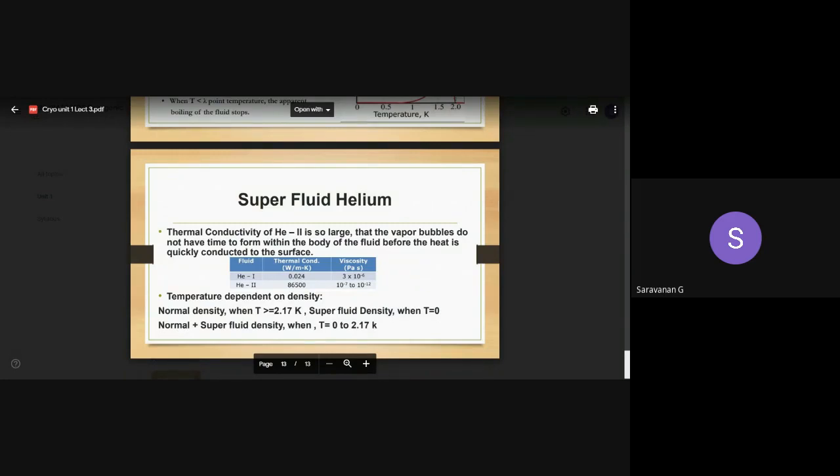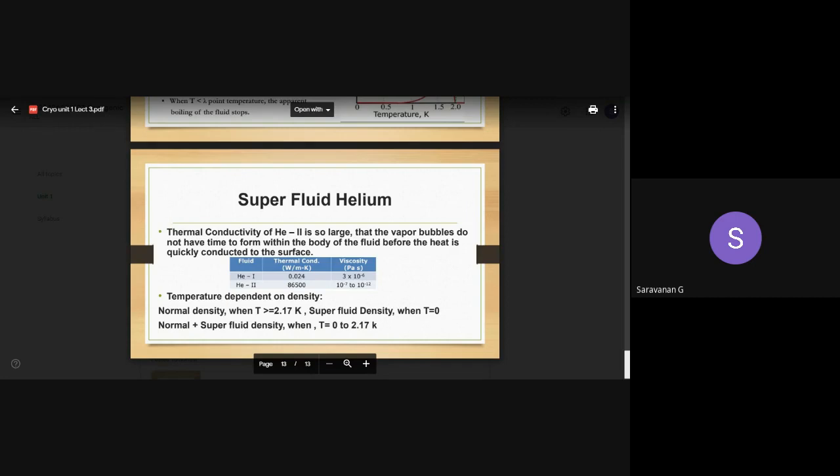So this gives an idea about the fluid called superfluid helium. The thermal conductivity of helium 2 is so large. The vapor bubbles, as I already mentioned, directly evaporate; they don't start as bubbles. For helium 2, the conductivity is very large, so the vapor bubbles do not have time to form within the body of the fluid. Heat is transferred very fast in the form of conductance.